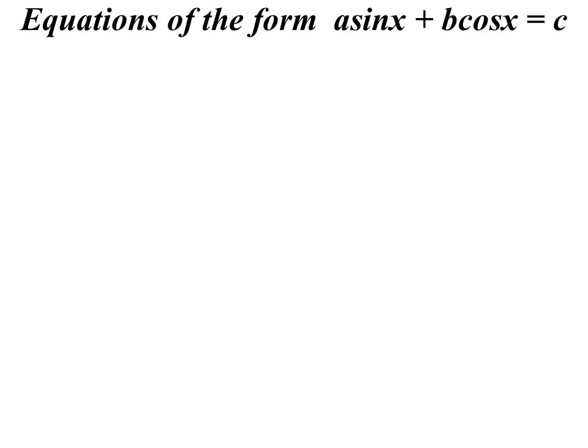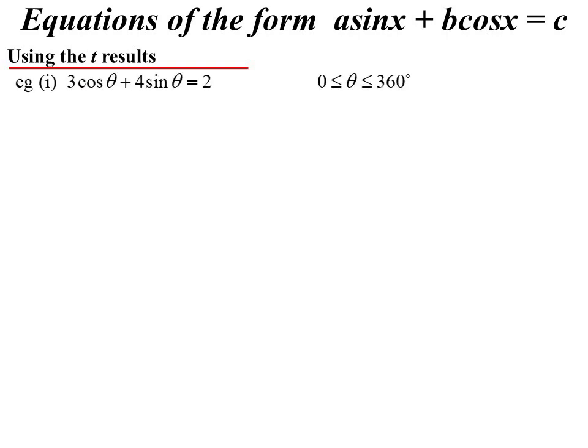The other way of doing this sort of equation is actually using the t results. The advantage of using t results is that you end up turning a trig equation into a polynomial equation. Same equation as we saw before: 3 cos theta plus 4 sin theta equals 2. Well, I'm going to let t equal tan theta on 2.